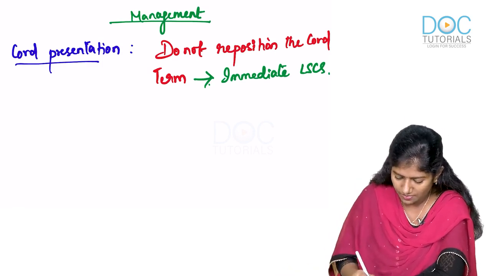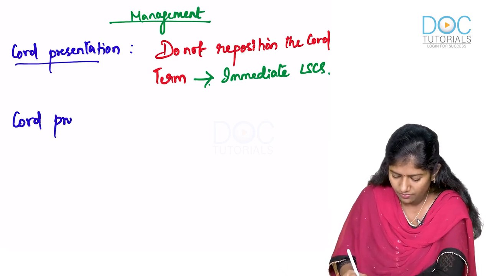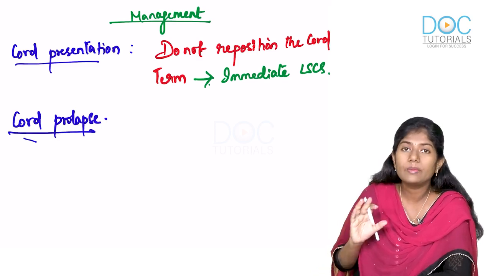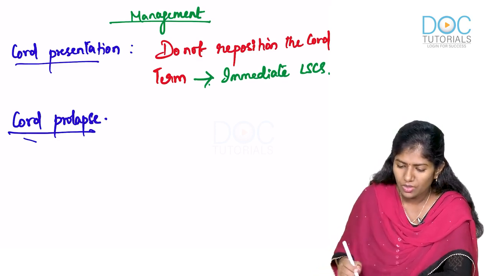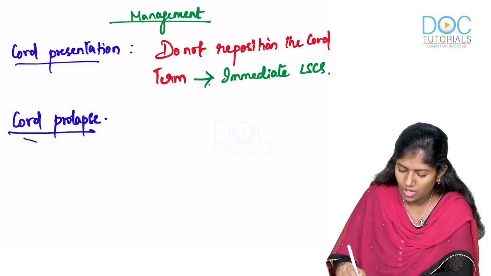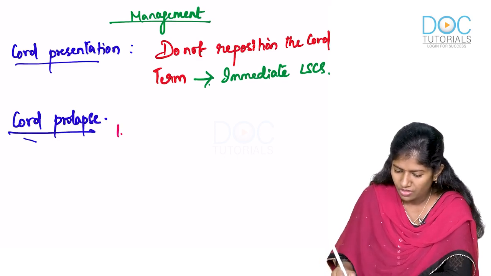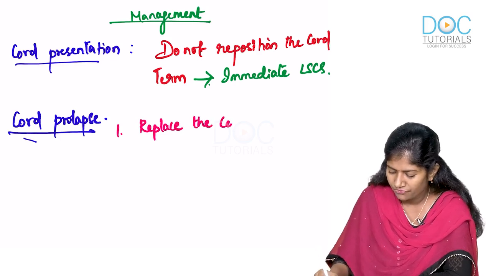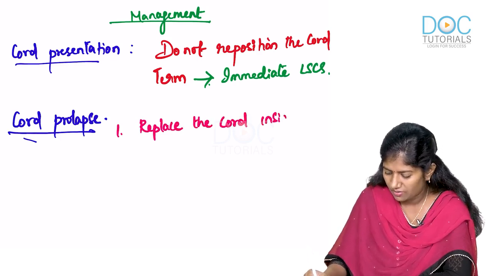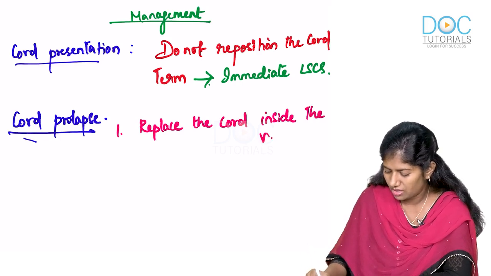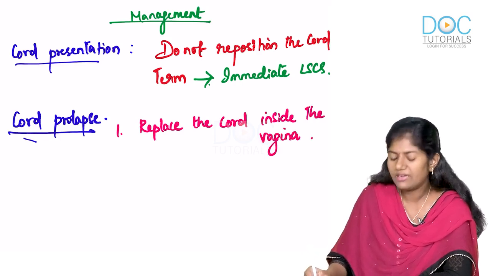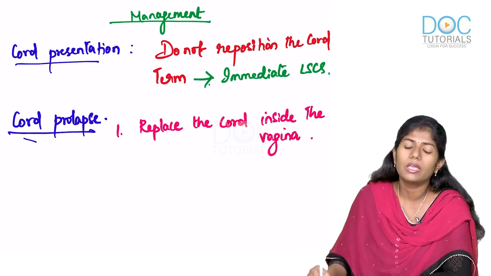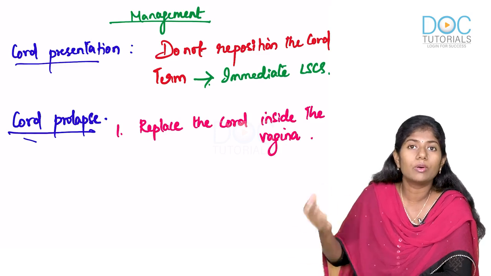Next is cord prolapse. Before going into the definitive measures of cord prolapse, I'll tell you some important preliminary measures, okay? What are the preliminary measures? Point number 1, the most important point, replace the cord or reposition the cord inside the vagina. So, when I say replace the cord inside the vagina, it does not mean that you have to put the cord above the presenting part. It only means that push it inside the vagina, not above the head.